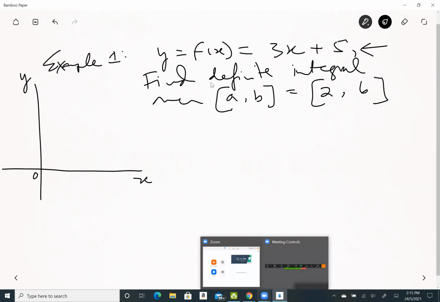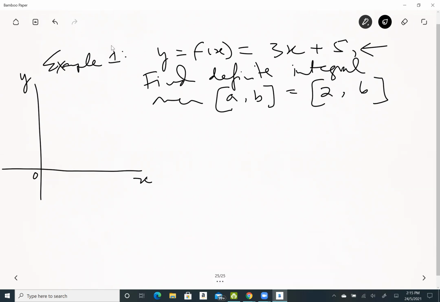Why is it going up? Because the m is positive. Because the slope is positive. So when you sketch this, you look at the slope first. Is it negative or is it positive? Of course, this linear function is very easy. So you know it's positive, so it's going up.